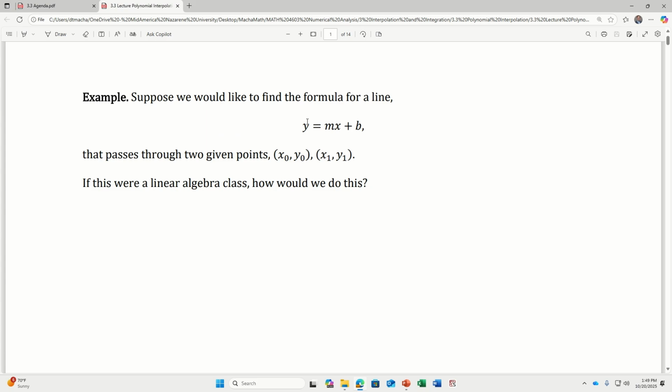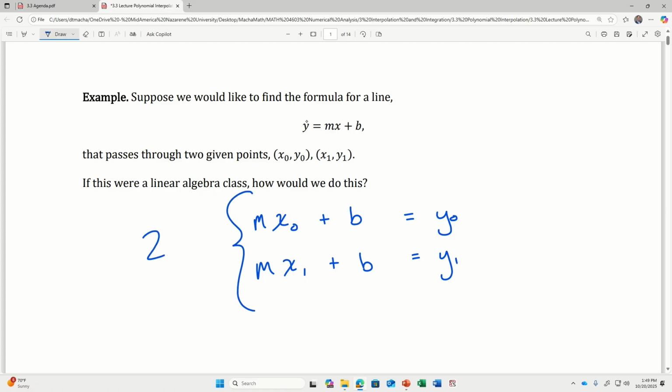Suppose that we want to find the formula for a line that passes through two given points. So I'm going to give you 2 points, call them x0, y0, and x1, y1. If this were a linear algebra class, which it's not, what we could do is we could say that m times x0 plus b has to be equal to y0. And also m times x1 plus b is equal to y1.